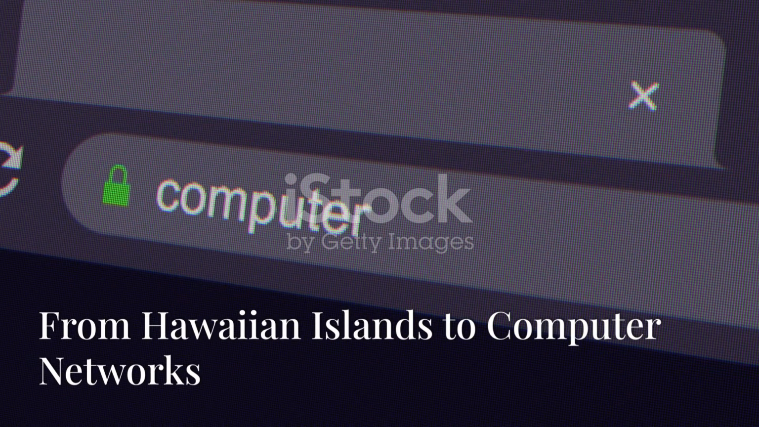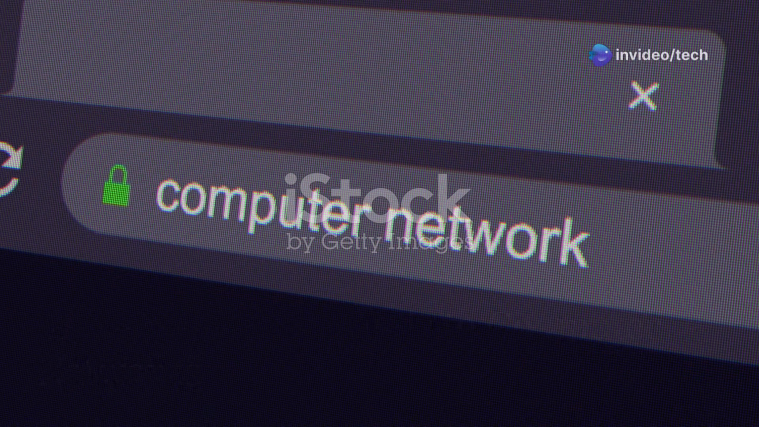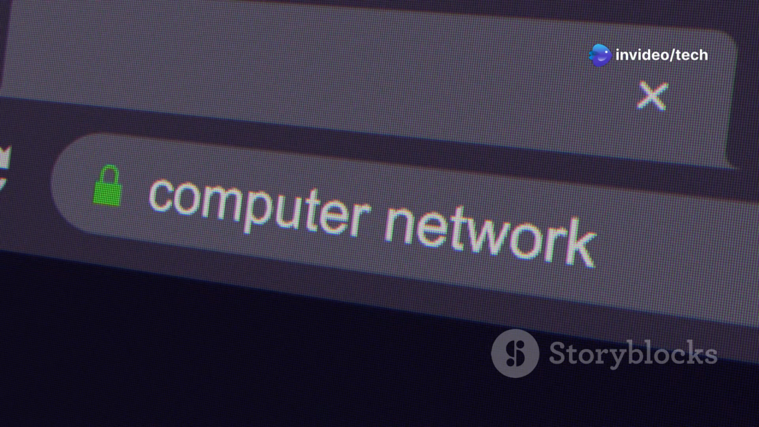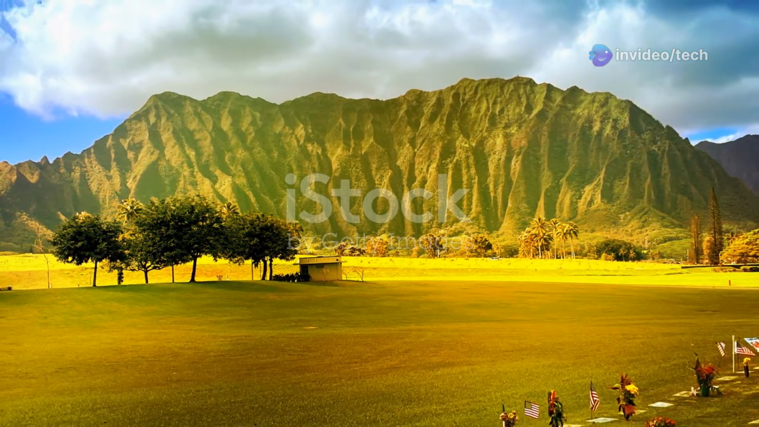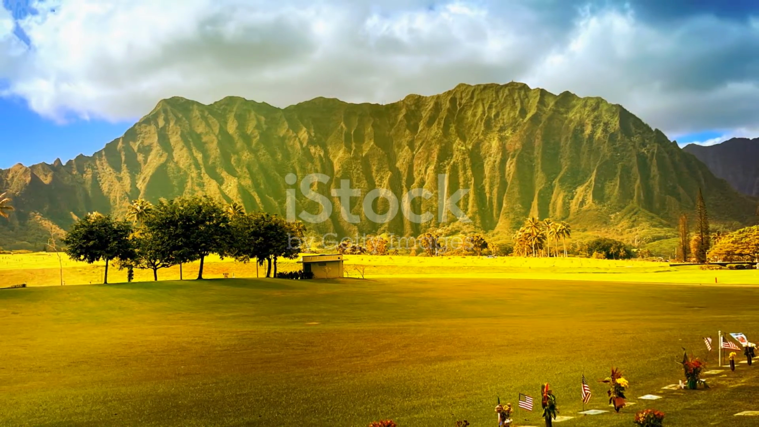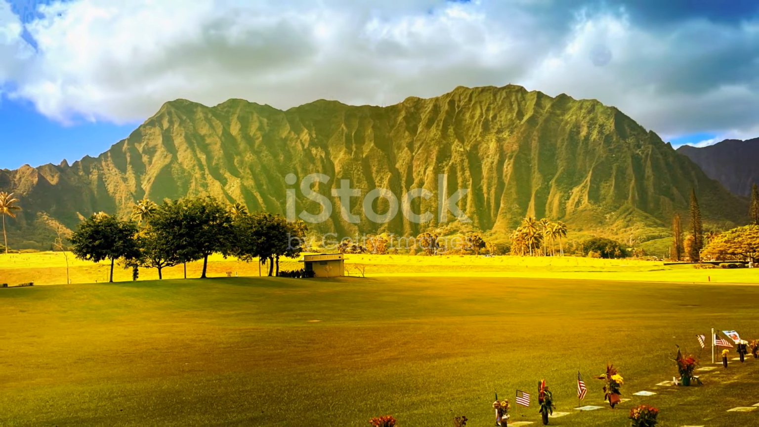Now let's talk about Aloha, not the Hawaiian greeting, but a groundbreaking technology that revolutionized the way we connect. Born in the sunny paradise of Hawaii in the 1970s, the Aloha protocol was one of the first attempts to solve the problem of sharing a communication channel.